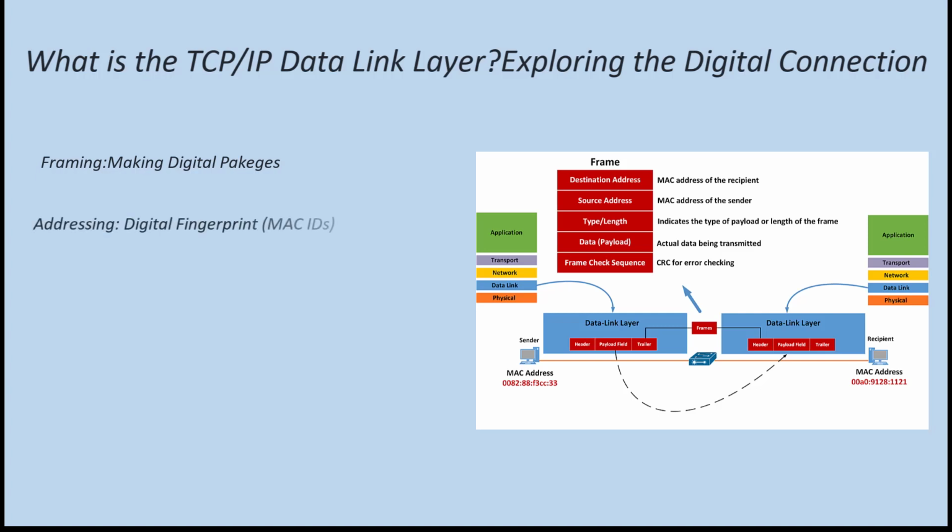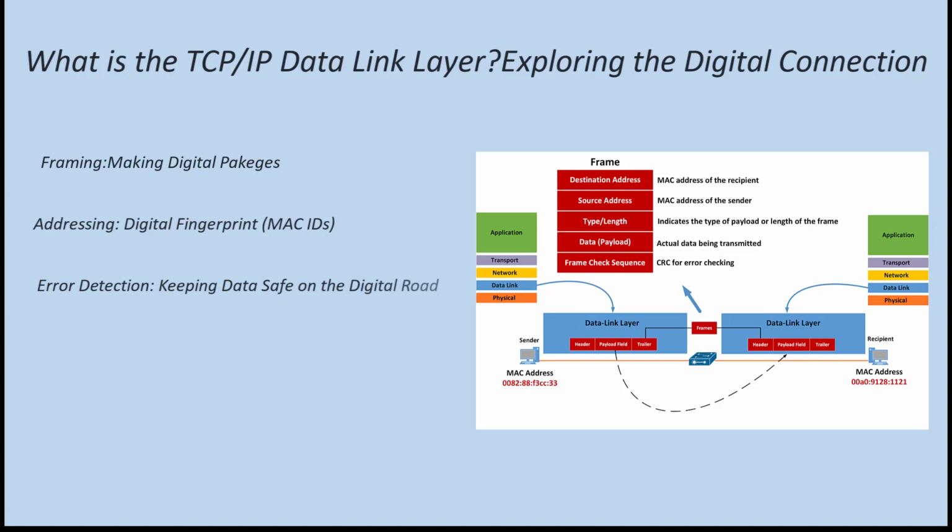Addressing. In the big online community, every gadget gets a special MAC address, like a digital fingerprint. The data link layer acts as the local post office, giving each device a unique ID. This way, messages reach the right gadget without any mix-ups.